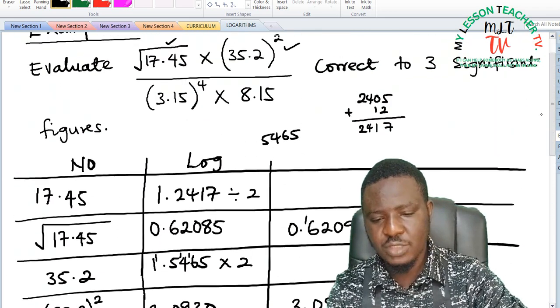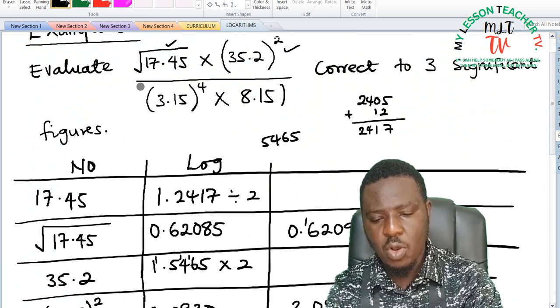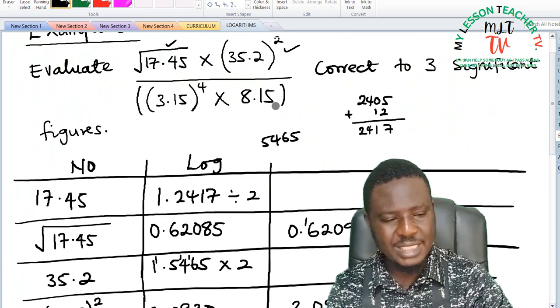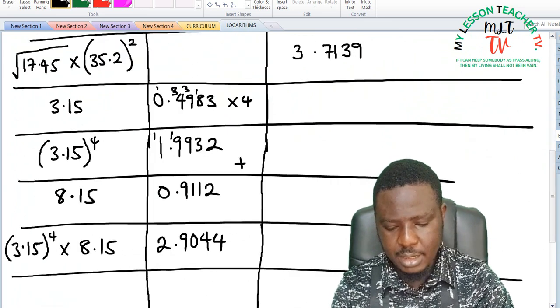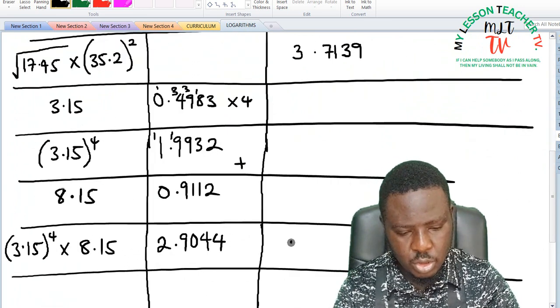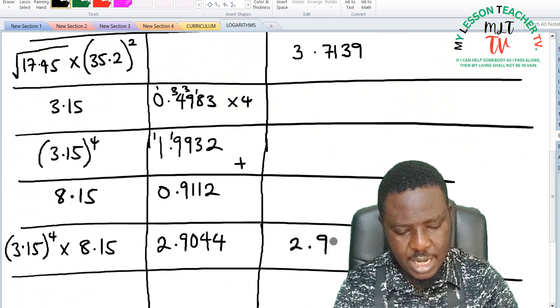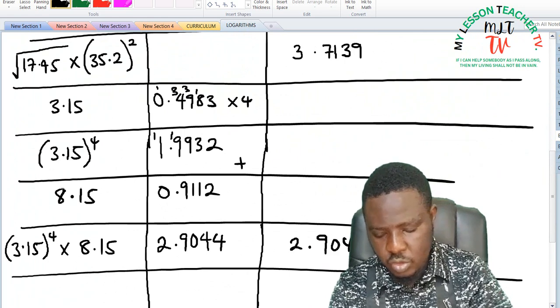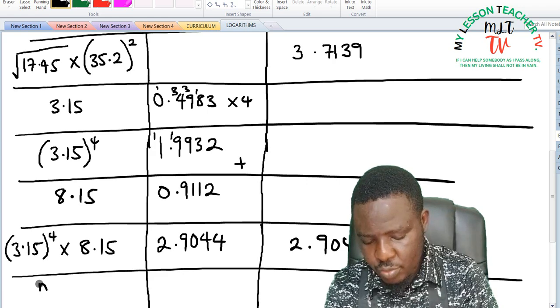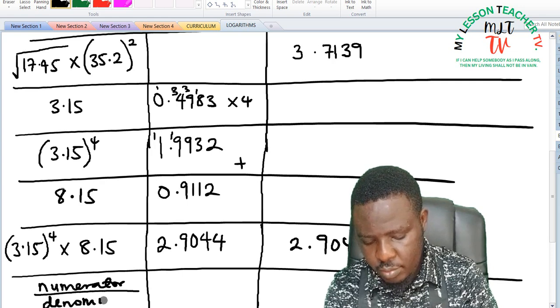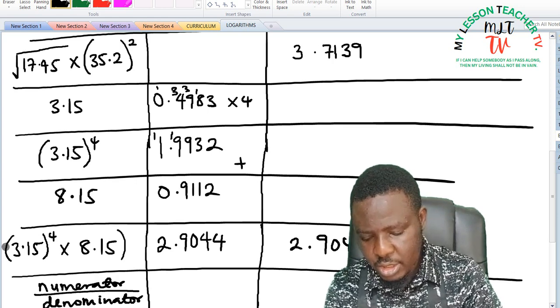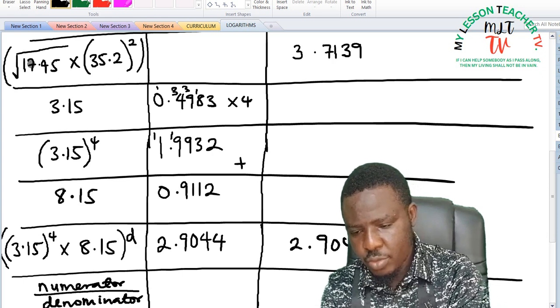Finally, we now have to divide the numerator by the denominator. I will then take the denominator to the third column, which is 2.9044. So I'll just tag it as numerator divided by denominator, of which this is the denominator and this is the numerator.